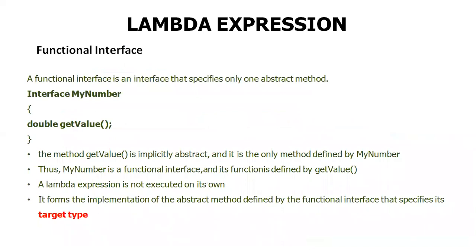In lambda expressions, functional interfaces are very, very important. A functional interface is an interface that specifies only one abstract method. That is, one abstract method is contained in the interface; that is called a functional interface. For example, interface MyNumber with double getValue. The method getValue is implicitly abstract and it is the only method defined by MyNumber. So MyNumber is a functional interface, defined by getValue. The lambda expression does not execute on its own. It forms the implementation of the abstract method defined by the functional interface that specifies its target type.